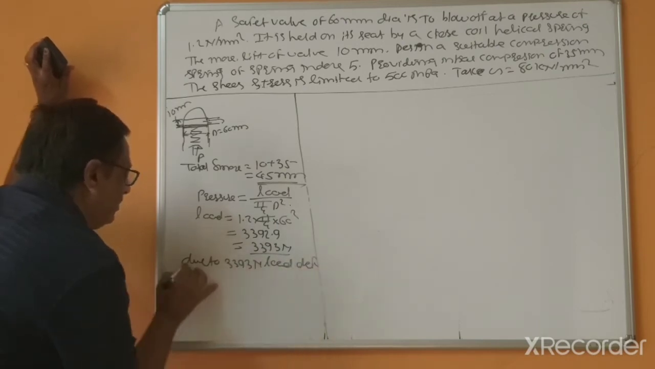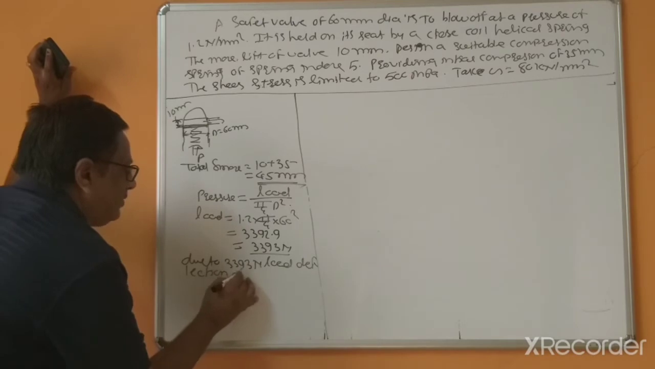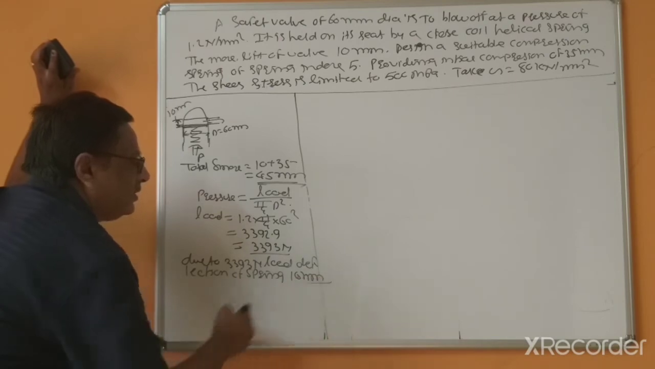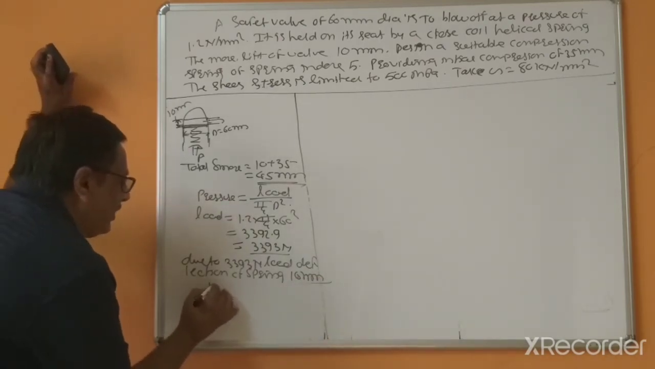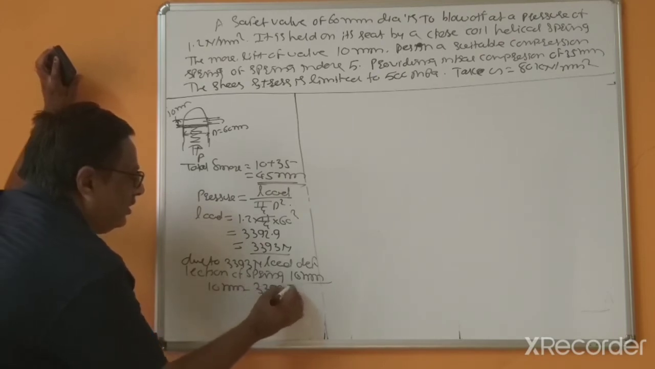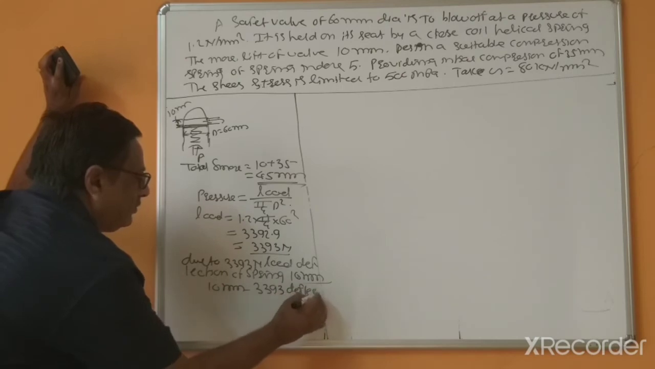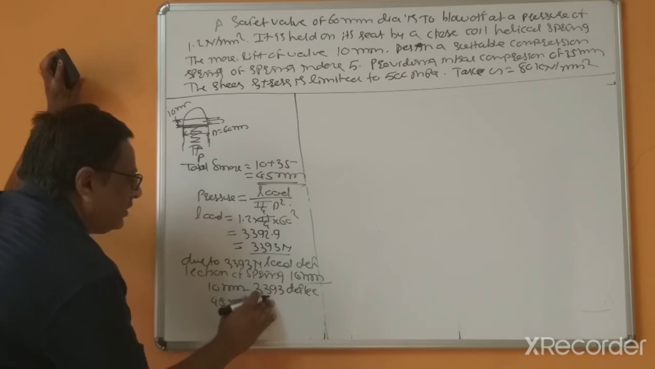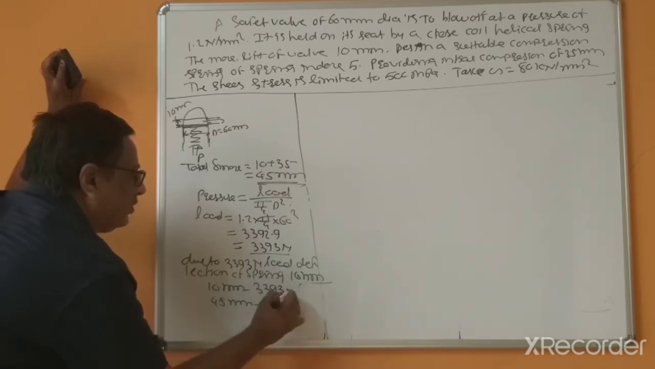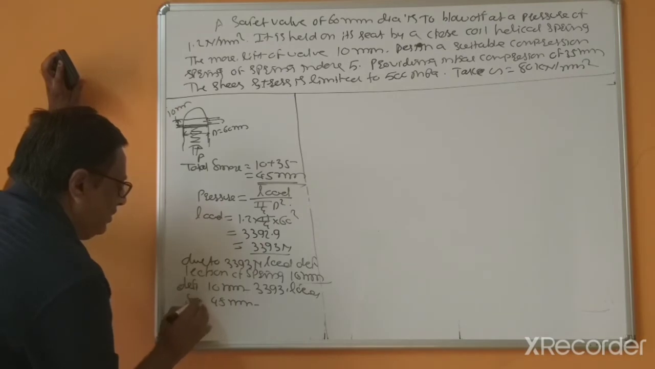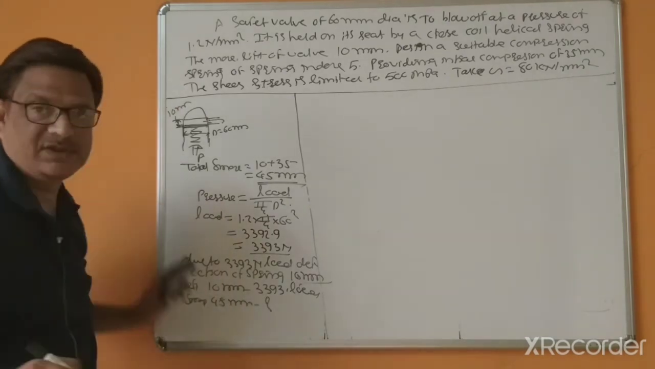the deflection of the spring is 10 mm. So for 10 mm deflection, the load is 3393. So for 45 mm, which is the maximum deflection, how much is the load?